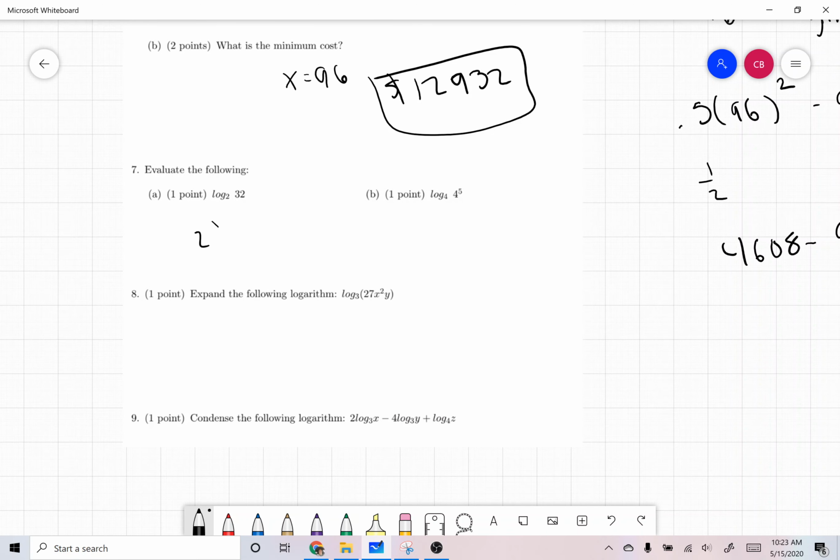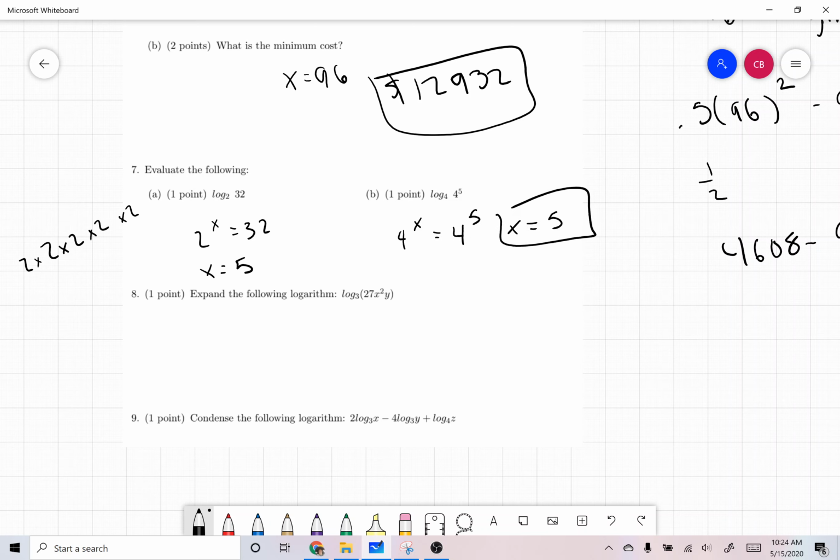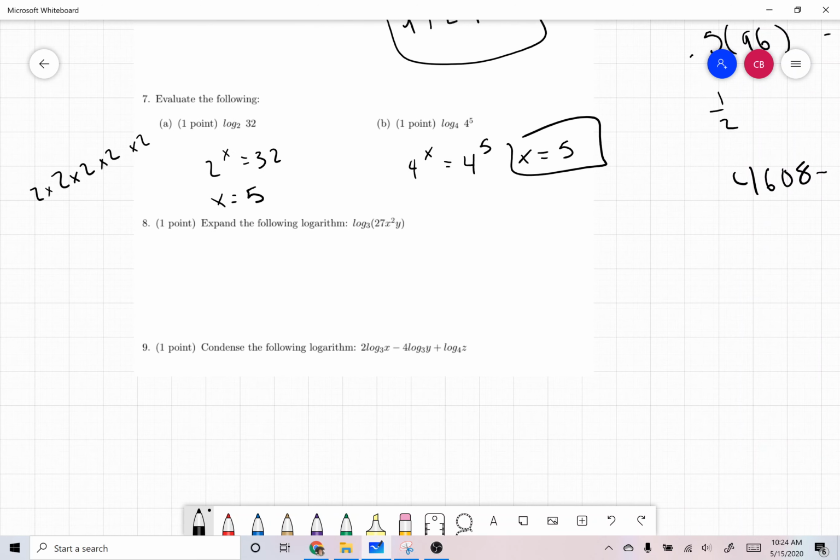This is 2 to what power is equal to 32? Well, 2 to the 5th. You just have to kind of know those, or multiply it out. Maybe do 2 times 2 times 2 and see what it equals. And then once you get to the 32, you'll know what you're doing. This one's 4 to what power is equal to 4 to the 5th? Well, that's x is equal to 5. Okay, pretty quick. And then for these ones, you want to expand.